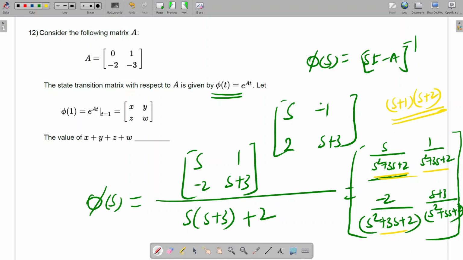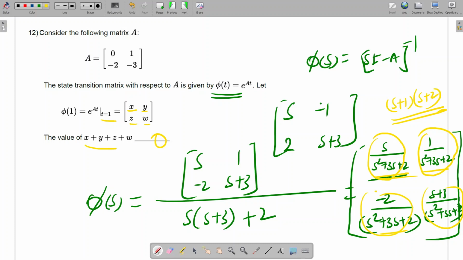Is it correct? So it will come as an exponential term in the t domain. It will also come as an exponential term. So at t is equal to 1, if we put the value, then we'll get some constant values x, y, z, w, and we'll add them all and find some value. It's easy only. Is it clear to all?